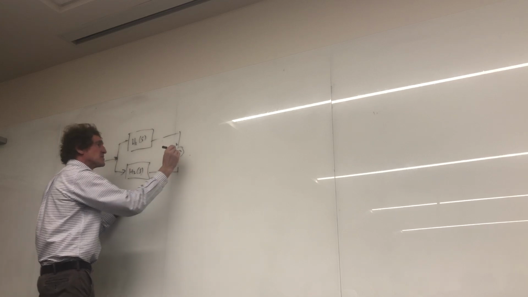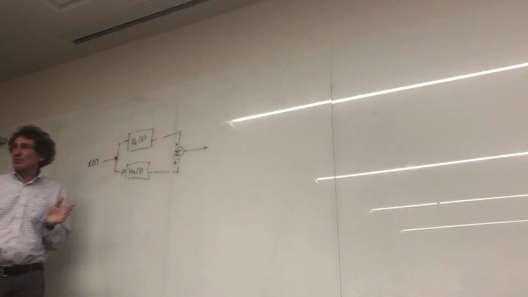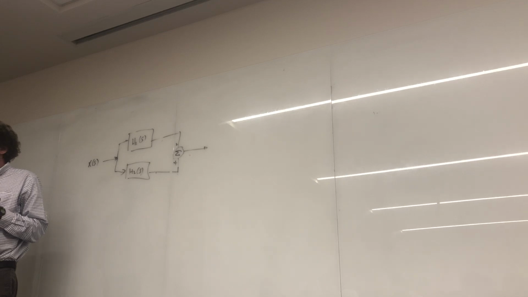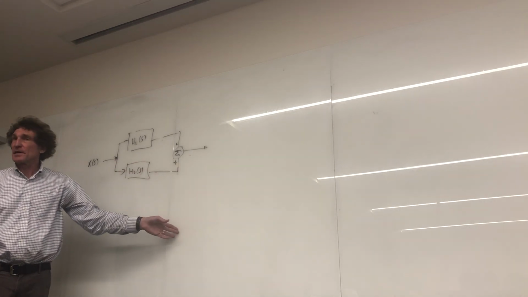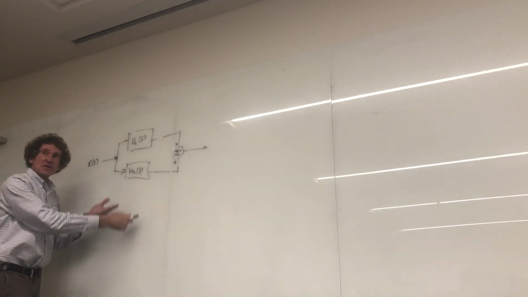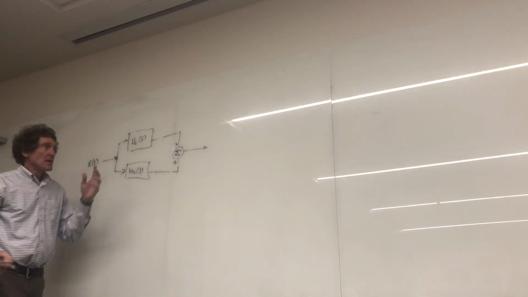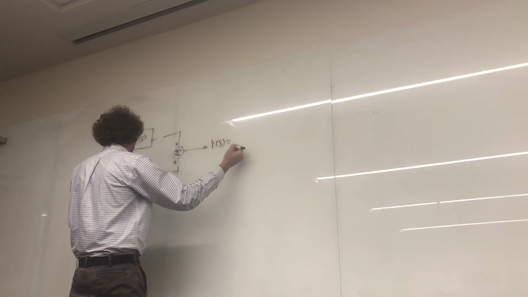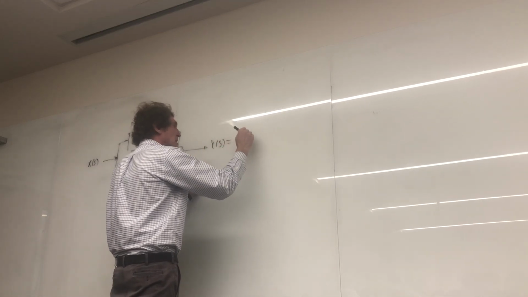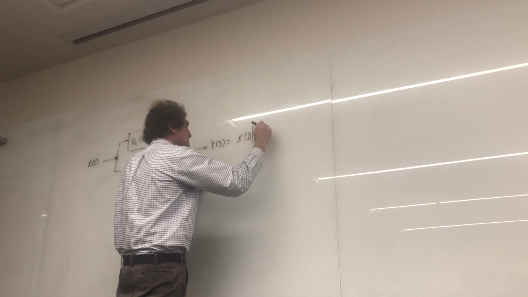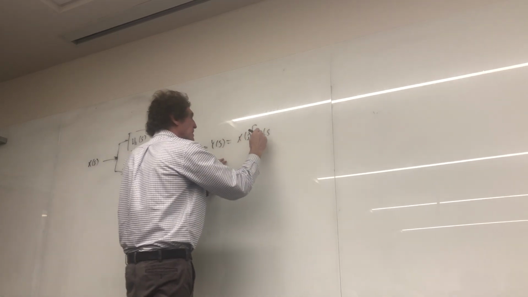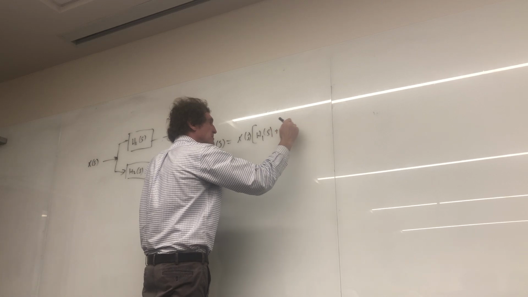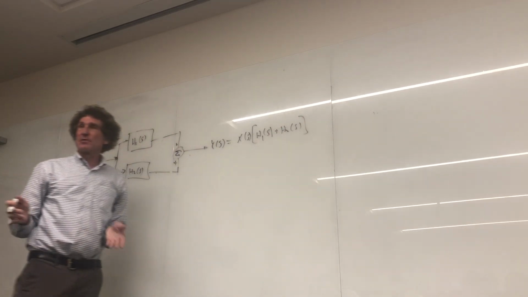So when we have this, the output of this, that just indicates summer. All right, you add whatever goes into the two inputs. Do you follow me on this, class? And there can be any number of inputs to that summer. So I could extend this to have 3, 4, 5 in parallel. But the output right here is just an addition. So Y of S would be simply X of S times the quantity H of S, and call this H1 of S, plus H2 of S. Now that should make sense to you, right?